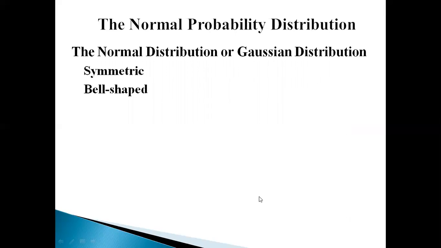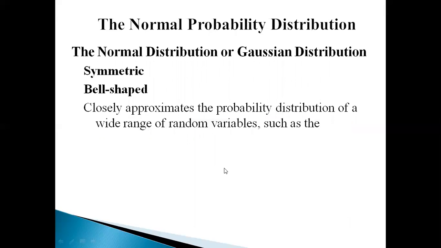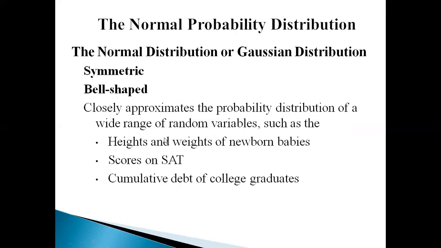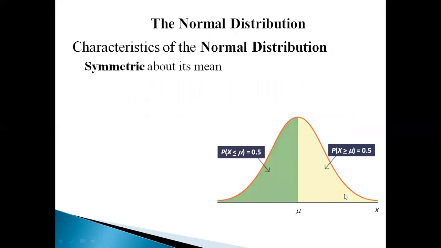We also are going to look at the normal probability distribution, and the normal distribution, or the Gaussian distribution, is symmetric. It's bell-shaped, closely approximates the probability distribution of a wide range of random variables such as heights and weights of newborn babies, scores on SAT, and the cumulative debt of college graduates. And it serves as a cornerstone of statistical inference.